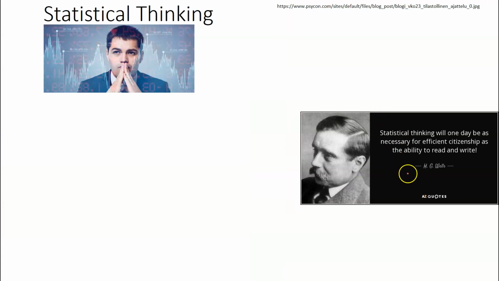There's a guy by the name of H.G. Wells. He was an author and a futurist. He liked to think about the future. He wrote the novel War of the Worlds, if you recall that. He said this: statistical thinking will one day be as necessary for efficient citizenship as the ability to read and write. And I think we're getting there. I think we are approaching that.